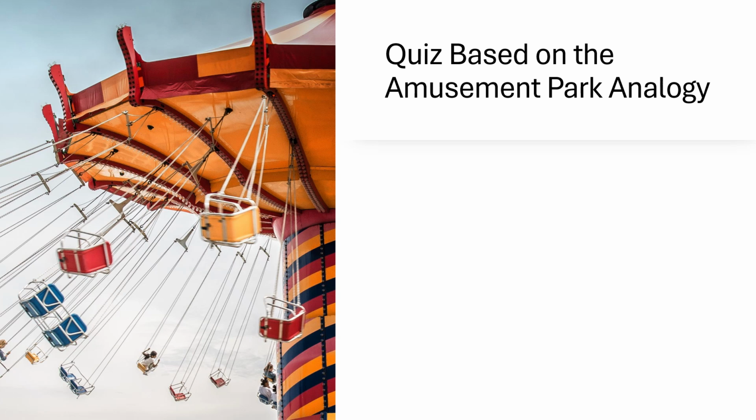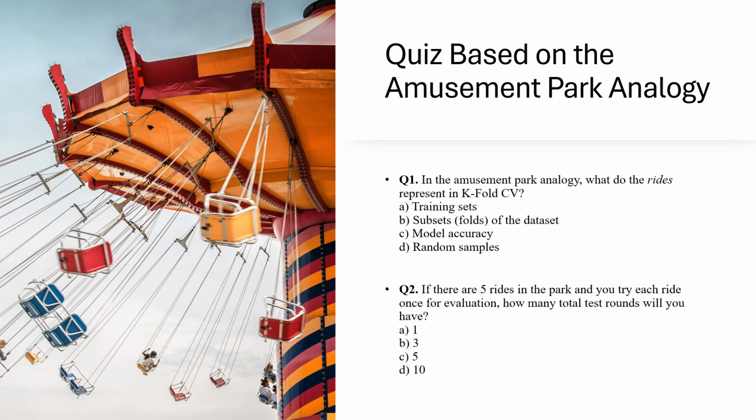So, to sum it up, K-fold cross-validation splits the dataset into folds. Each fold gets tested once, while the rest are used for training. The final score is the average across all the folds. Just like testing every ride in the amusement park gives you a fair opinion, K-fold CV gives you a reliable measure of model performance.